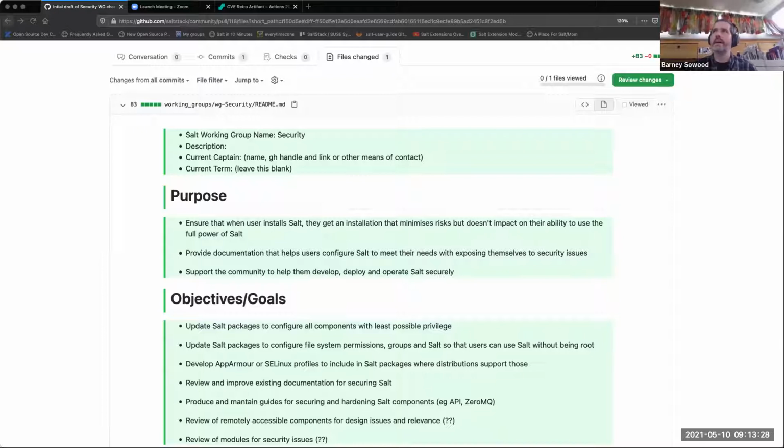So certainly with one of the CVEs last year, the first one that was Salt API related, it turned out that quite a lot of people were exposing Salt API to the outside world. And although we do have documentation that says don't do this and don't expose your masters to the outside world, just saying that in documentation is not really sufficient. We need to make it so that when people install Salt, they get sensible settings out of the box that help prevent them making mistakes like that.